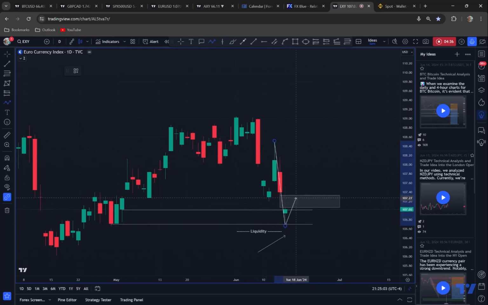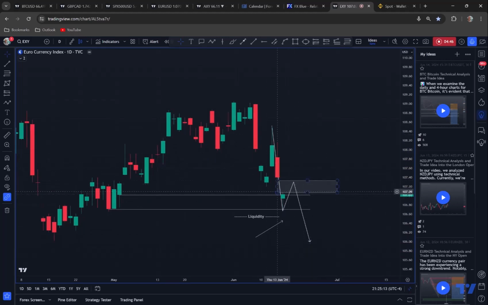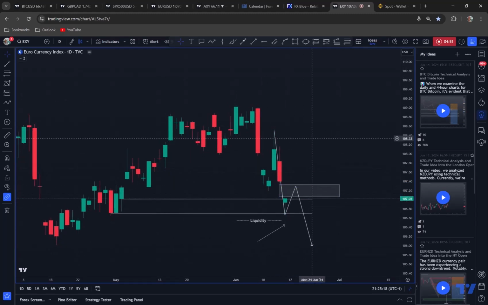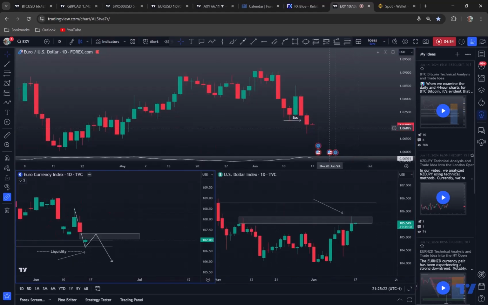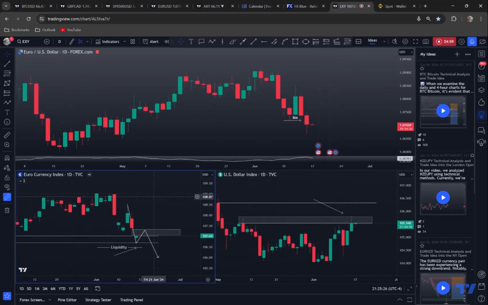So I'm expecting a pullback up in here, and then possibly we see continuation. With the euro, I'm looking for the pullback, definitely, with this price gap that we can see here. There's no question. So when I look at the euro dollar, I'm not going to be selling at this level. I'm going to want the pullback based on this chart, bottom left.